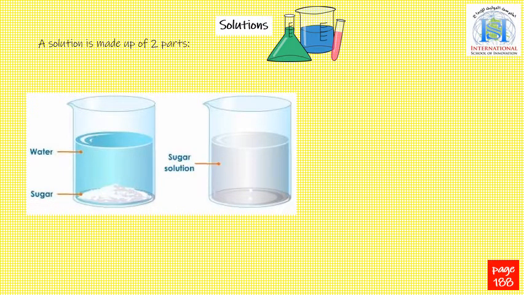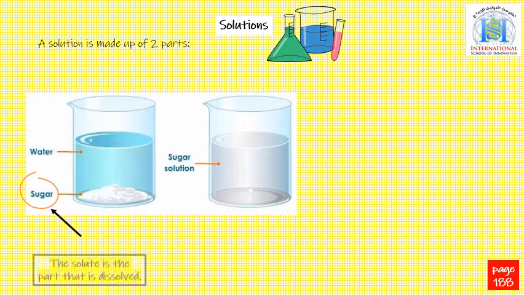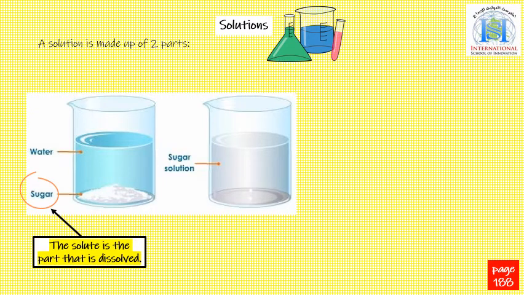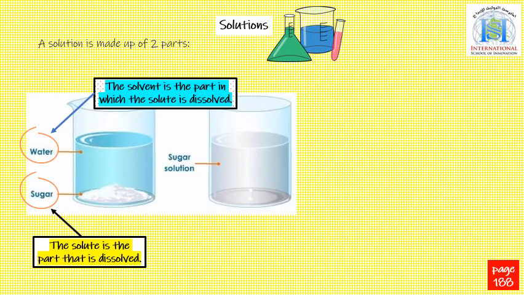Sugar water is a solution because it contains sugar particles that are dissolved in it and we cannot see them. What are the two parts of a sugar solution? First, we have the sugar particles that are dissolved in water. The substance that dissolves in another substance is called a solute. And on the other hand, we have the water, which is the substance that made the sugar particles dissolve. We call this substance the solvent. So the solvent is the part in which the solute is dissolved.